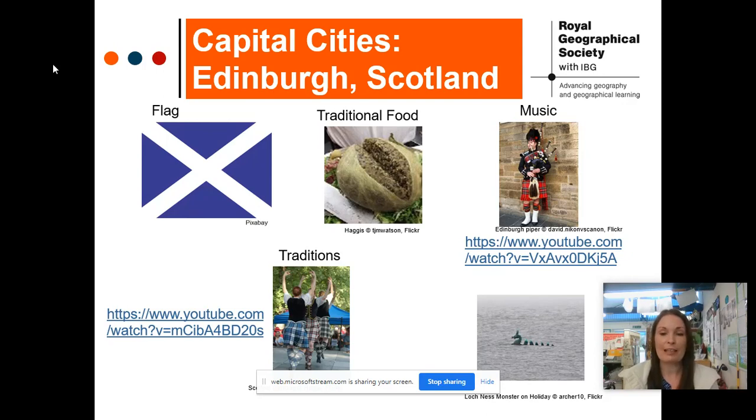If you'd like to find out more about the Loch Ness and maybe the Loch Ness monster, maybe you could Google that yourself and find out more about her. I have been on Loch Ness on a boat, but I didn't see Nessie. And you can see the flag for Scotland on there as well.